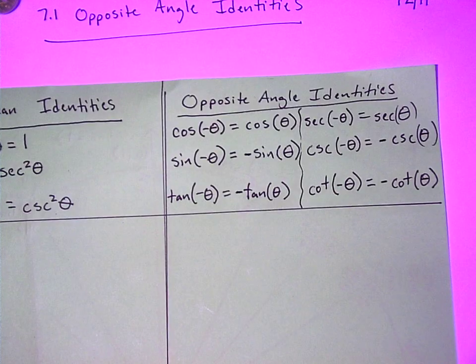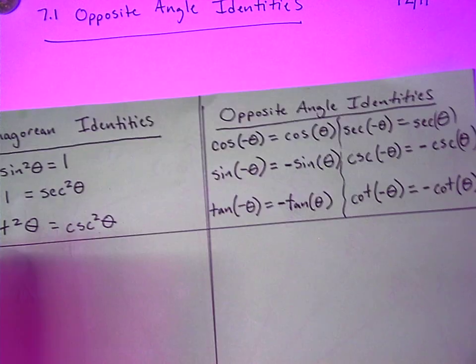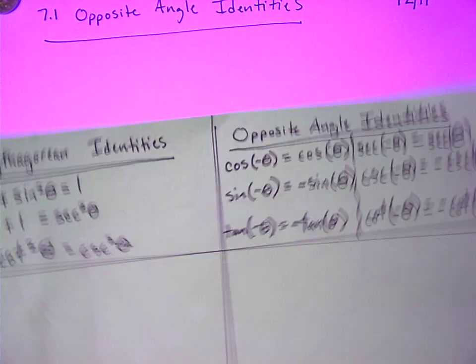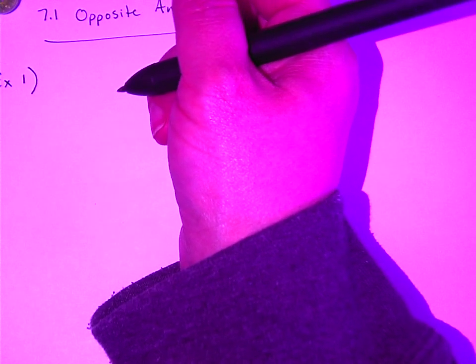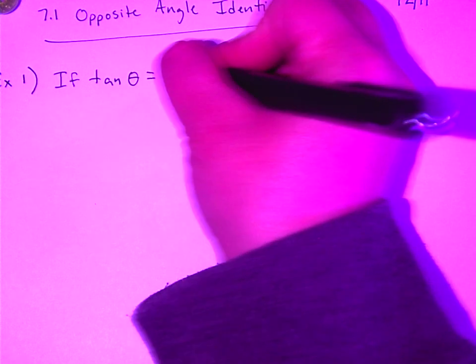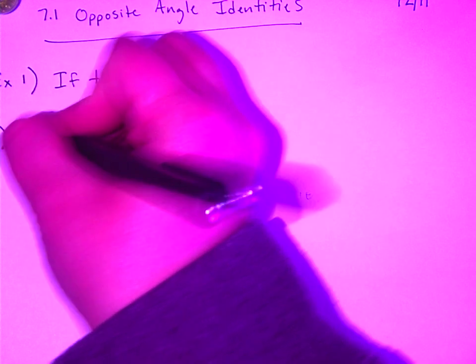So today we're just going to practice a little using the Pythagorean identities, these ones right here that we haven't used in a little while, but also using the opposite angle identities. We're only going to do about half of what I was planning to do before, which is a total of 3 problems. So let's do it. Example 1. If tangent of theta is negative 5/3, I want you to find secant of theta.